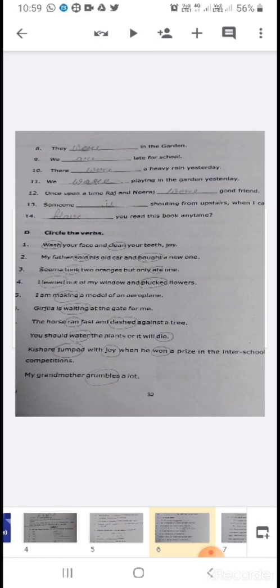Eighth is you should water the plants or it will die. Here water and die both are the action words. So they are the verbs. Circle them out. Ninth, Kishore jumped with joy when he won a prize in the inter-school competitions.